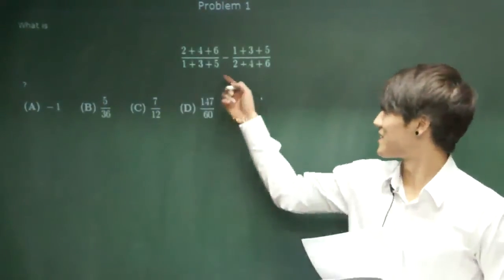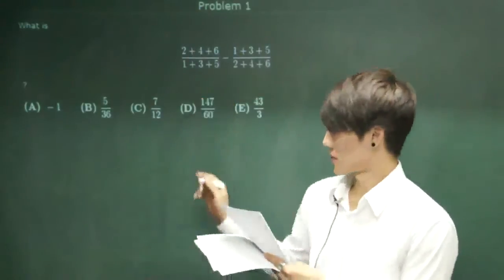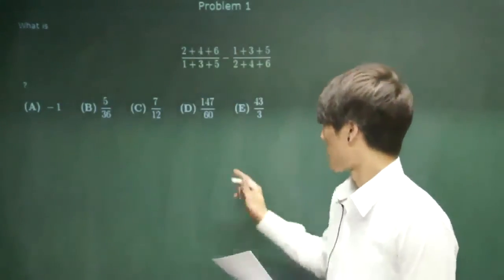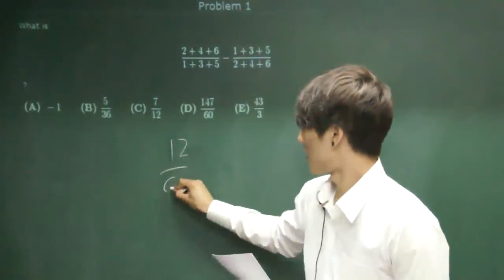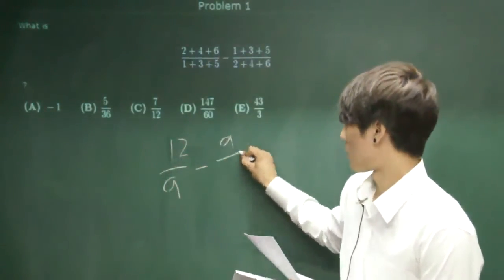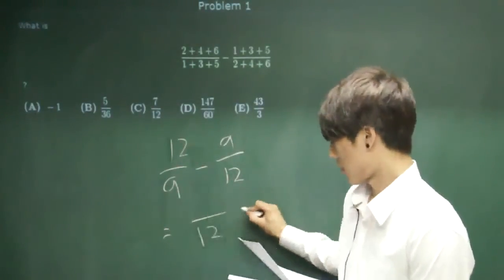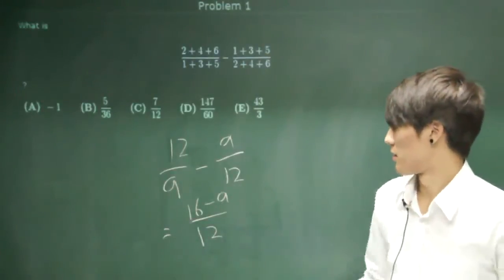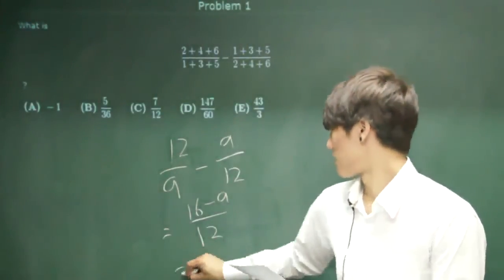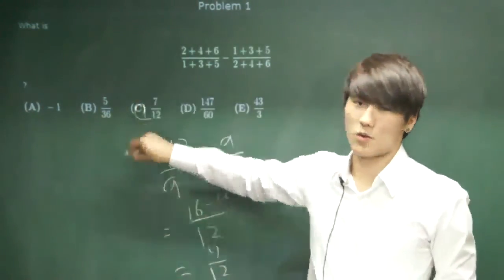What is this? So it's just solving. If you solve this out, it becomes 12 over 9 minus 9 over 12. Find the common denominator. 12 or something else, you can get the least common denominator, it doesn't matter. Solve this out, it becomes 7 over 12, choice C.